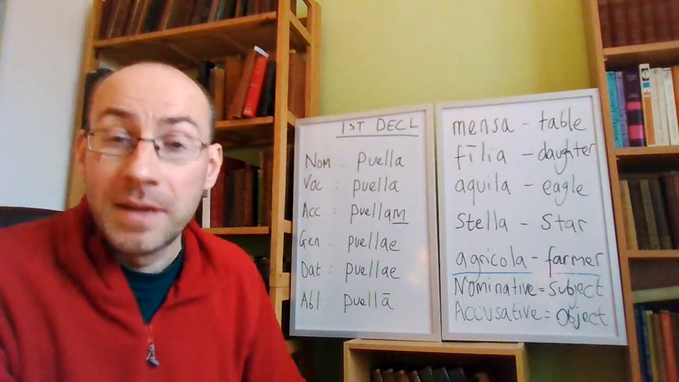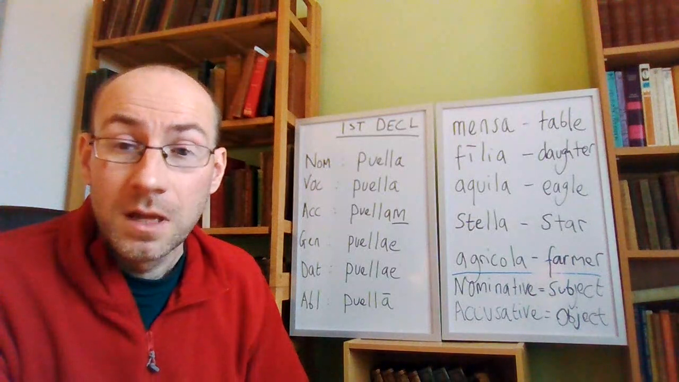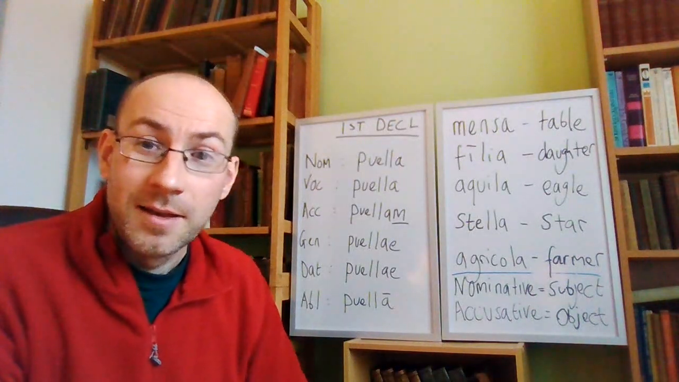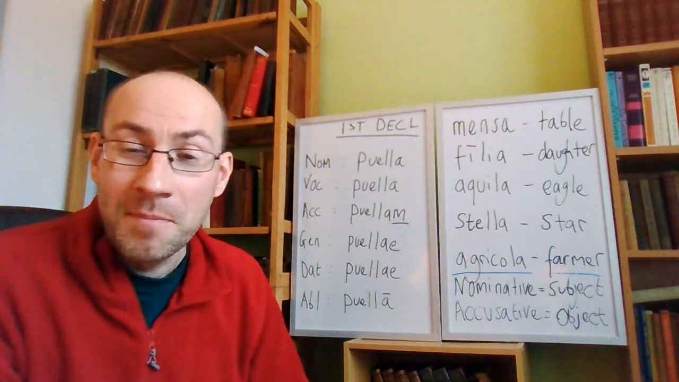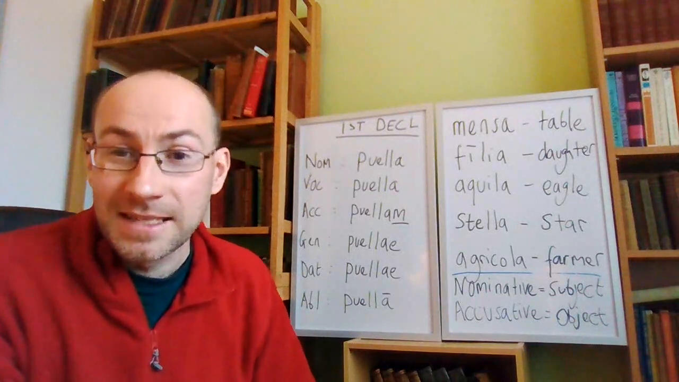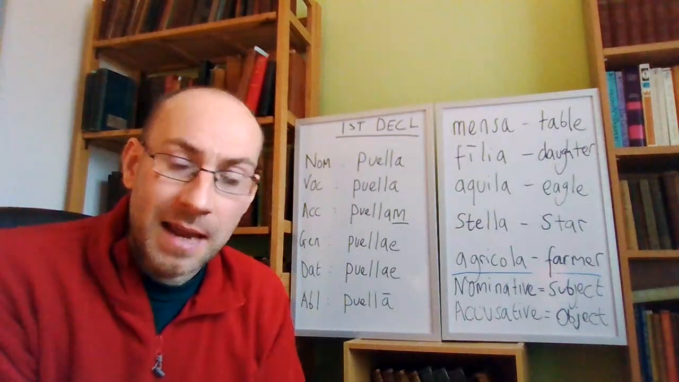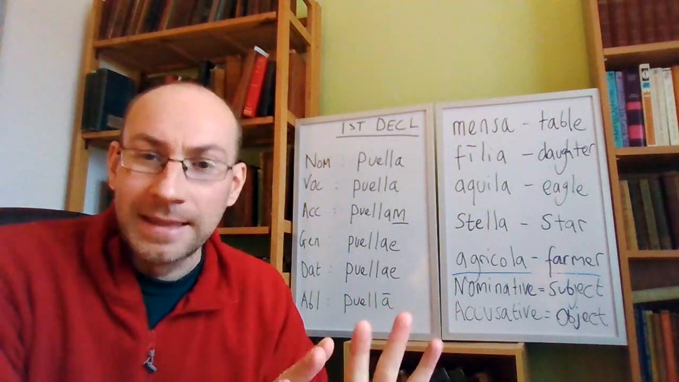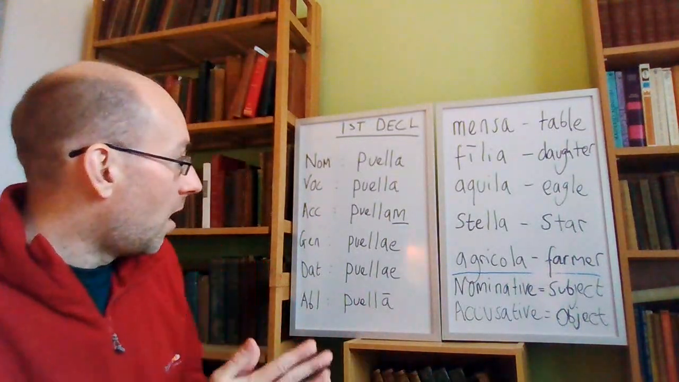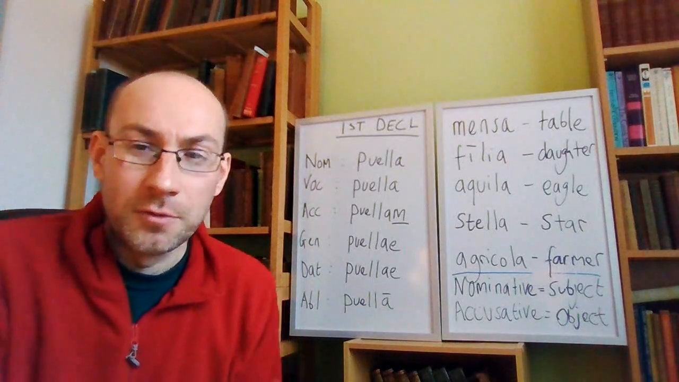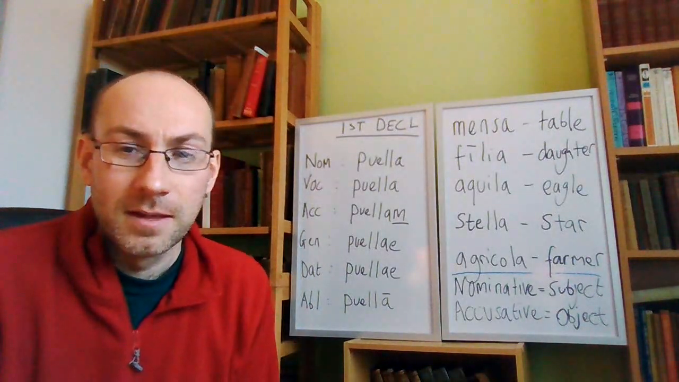Mensa, mensa, mensam, accusative. Mensae, mensae, mensa. So those are all the cases for singular. There is a plural set, but we'll do them in another video, just a little at a time. All right? Let's go through all the cases for star.